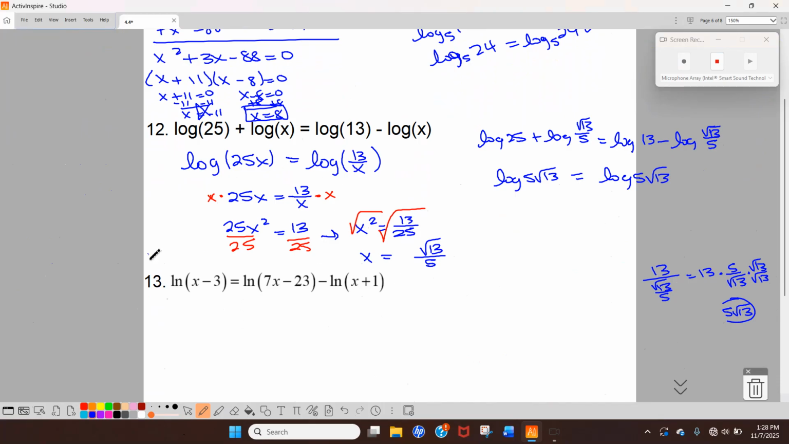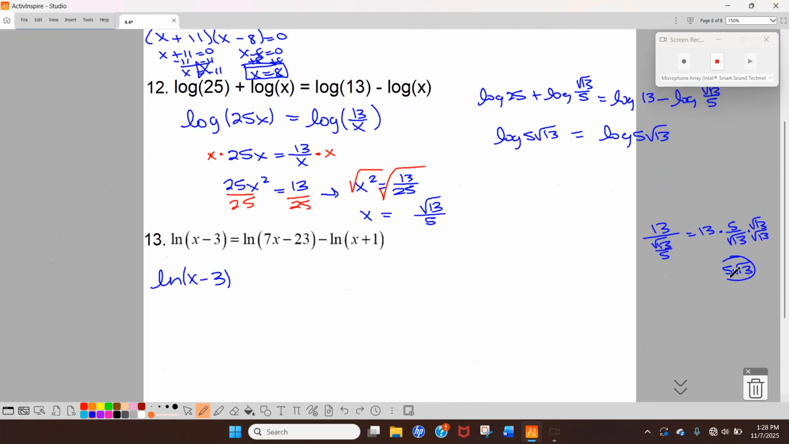All right, so for this last one, actually, I don't know that this is the last one, I just assume. Let me see, is there a 14? There is not. This may actually be the last one. All right, so then over here, these are being subtracted. So when we condense, it'll become division. So then that means x minus 3 is equal to 7x minus 23 over x plus 1.